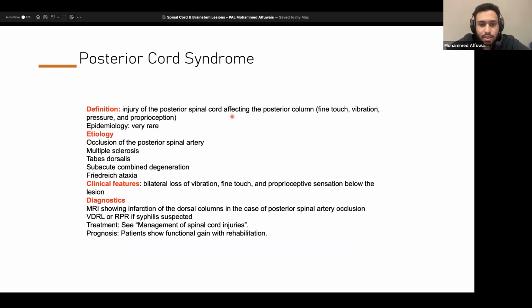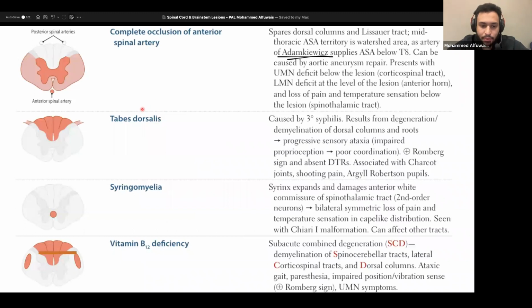Okay, this lesion is pretty simple, but it's just an overview in terms of posterior cord syndrome. It's just an overview of a bunch of stuff. I'm going to explain all of them one by one. I already explained syringomyelia and complete occlusion of the anterior spinal artery, done. Now, the posterior cord carries sensation of, as I already mentioned, vibration and conscious proprioception. So you have loss of conscious proprioception and vibration. That's typically what you'll find.